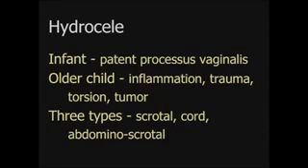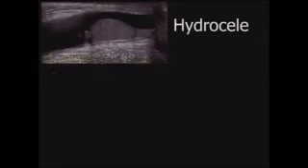In an infant, you have to be concerned about patent processus vaginalis and accompanying hernias. In the older child, you may see new hydrocele with inflammation or trauma, testicular torsion, or even with tumor. And there's three main types: the scrotal or common garden variety hydrocele, an encysted hydrocele of the cord, and then an abdominal scrotal hydrocele.